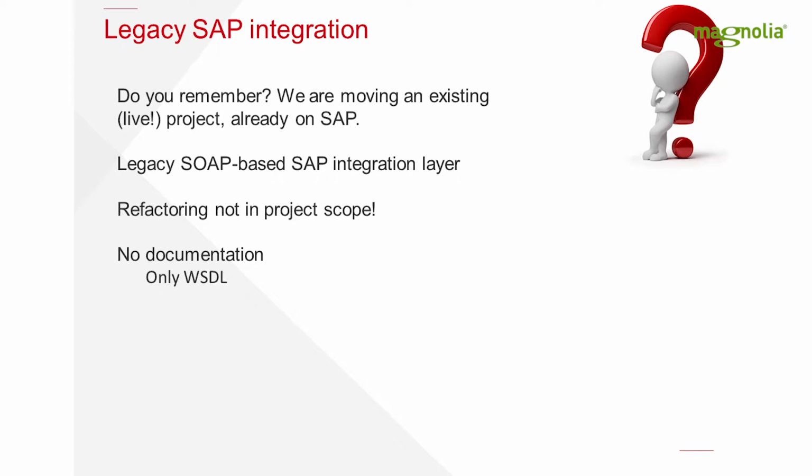As you remember, we are moving from an existing live project already dealing with SAP. So the refactoring of the SAP layer, the connection to SAP, was not in project scope, and we kept that as is. By the way, it's a SOAP-based SAP integration layer. There is no documentation at all, only WSDL. So, okay, how to do that?